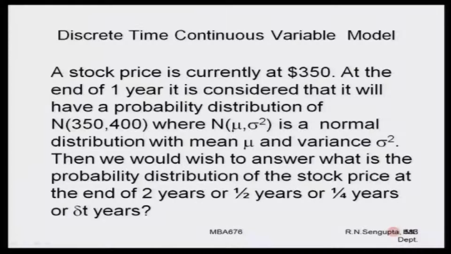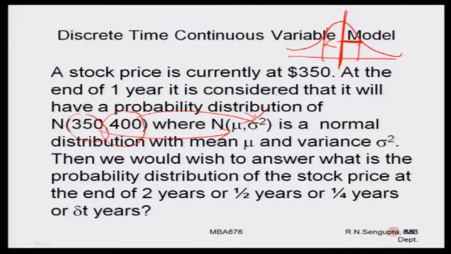So, consider a stock price currently at 350. At the end of 1 year, it is considered that it will have a probability distribution given by this. This 350 is the mean value, and this 400 would be the variance. This is the nomenclature we are using. In the normal distribution, this is the mean, median, mode, whatever you have, and this is 1 standard deviation, this is 2 standard deviations. We are trying to find the square of the standard deviation, which is the variance.